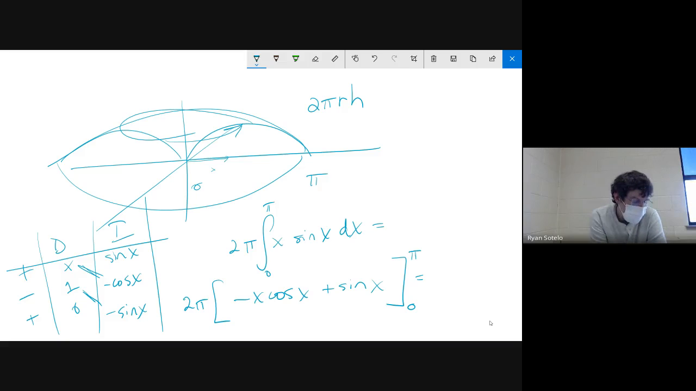So when I plug in pi, I get minus pi, and cosine at pi is minus 1. So minus 1. Positive pi then, right? And then sine at pi is 0. So then I got to subtract when I plug in 0: sine at 0 is 0, x at 0 is 0. So there's nothing there. So it's just 2 pi times pi, so it's 2 pi squared.